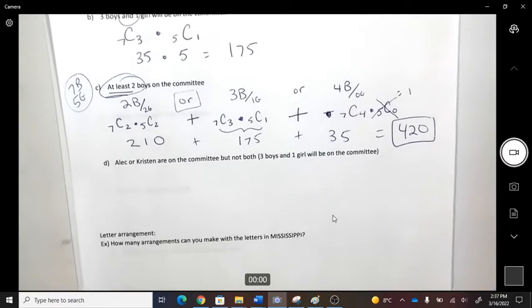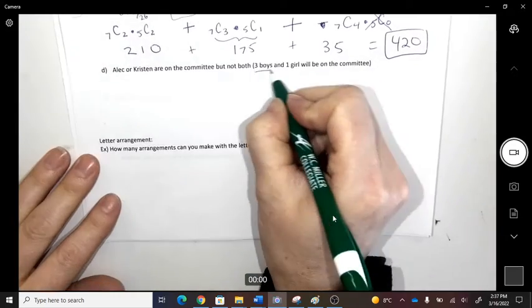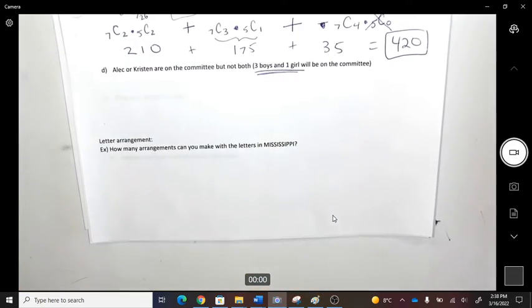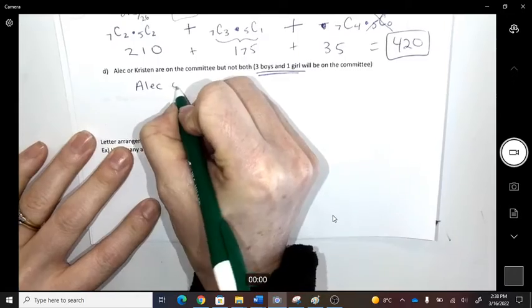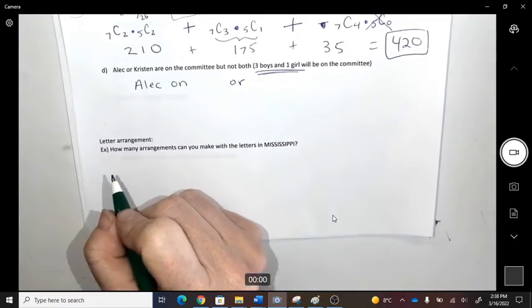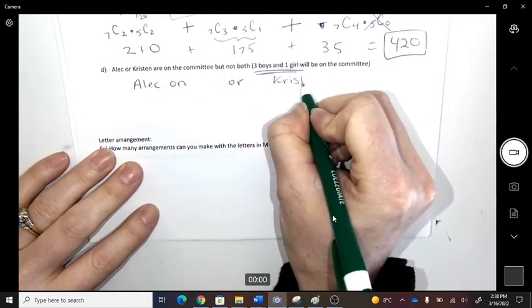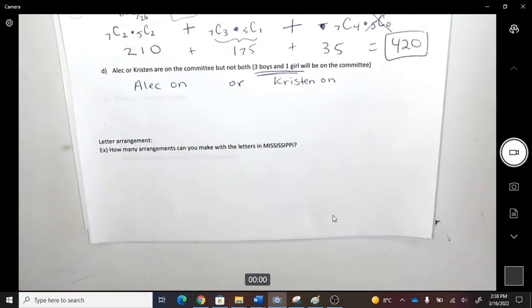Okay, D. Alec or Kristen is on the committee, but not both. They both can't be on there together. They must not like each other. I need to also make sure my committee has three boys and one girl on it. So this is also going to be a situation thing. So there's one situation where Alec is on, or my other situation would be that Kristen is on, because it says Alec or Kristen have to be on it, but they both can't be.